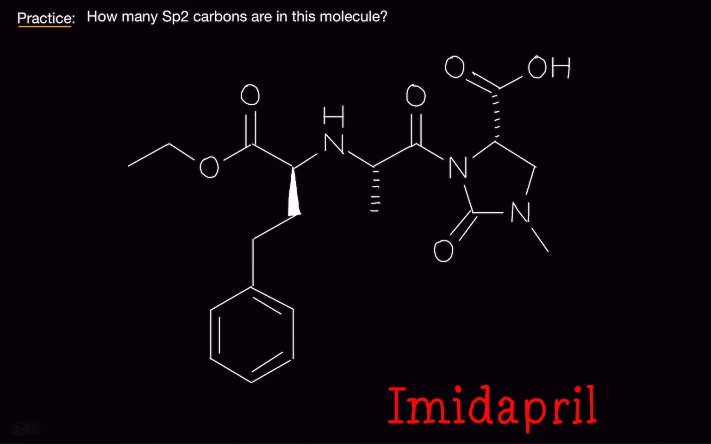Alright, let's do a practice problem. How many sp2 carbons are in this molecule? This molecule is called imidapril. This is an angiotensin converting enzyme inhibitor, or ACE inhibitor. This helps treat high blood pressure. If you're interested in renin-angiotensin-aldosterone, look at my physiology video on it, on my physiology playlist. It's really good.